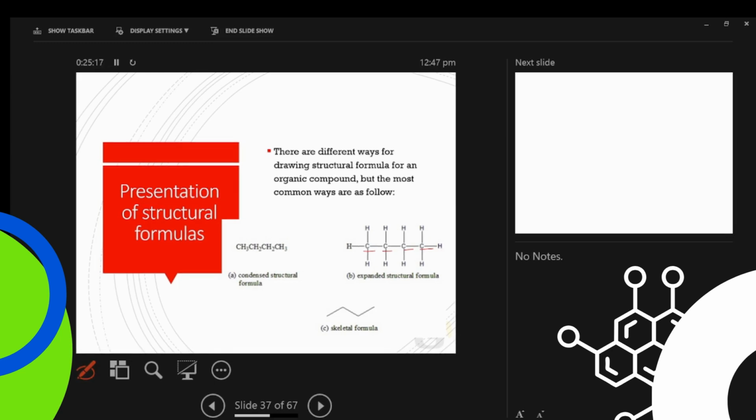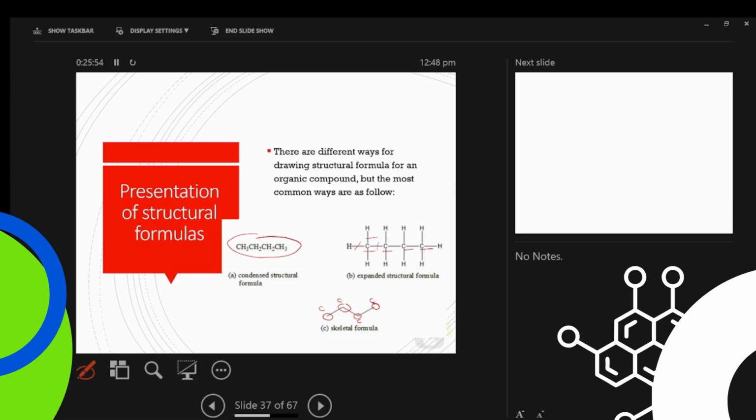We can also write it in the condensed form without mentioning these lines. This is the condensed form in which the bonds are not shown, whether they are double or triple, whatever, it's not shown over here. Now what is the skeletal one? The skeletal one gives you a basic skeleton. There's no need to mention what type of atoms are present. But keep in mind that in this skeletal formula, each corner, or this one, represents carbon.